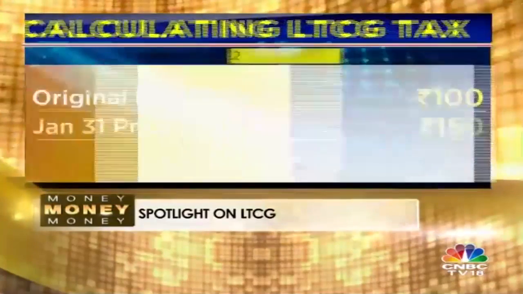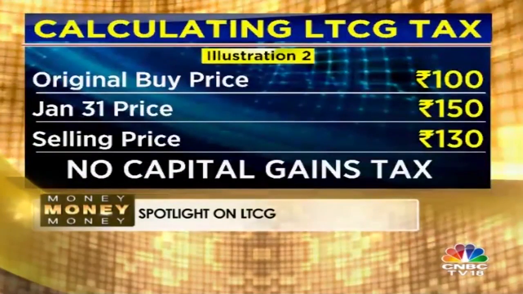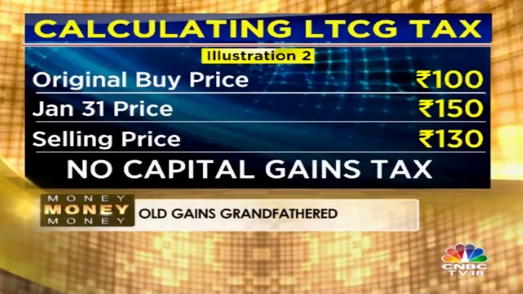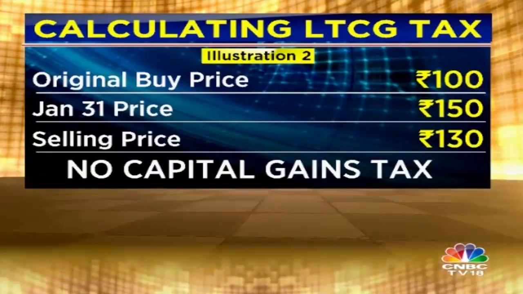So this is one way of looking at it. The other way is that if the price goes down, if instead of 150 it becomes 130 and I sell at 170 instead, in that situation there is going to be a loss from 31st January 2018 till the date of sale. But such a loss will have to be ignored in that situation, and it will not be allowed to be carried forward. So that's pretty simple.